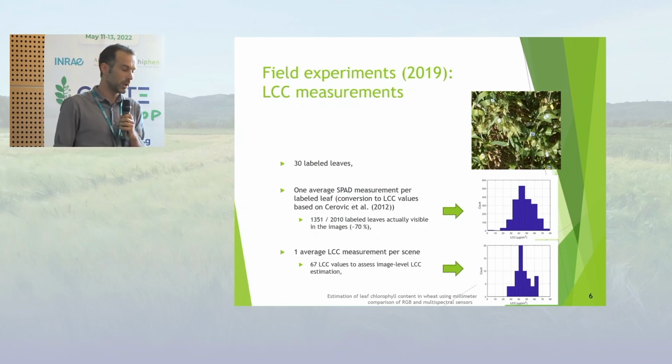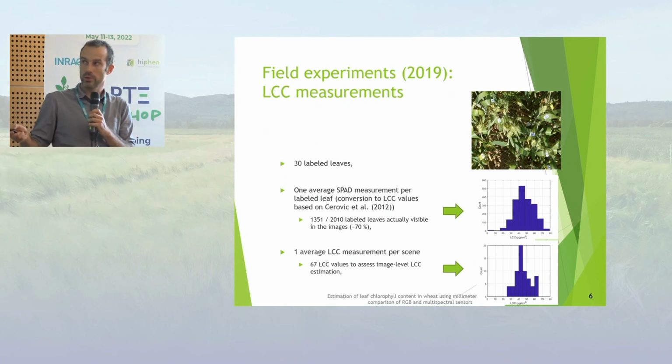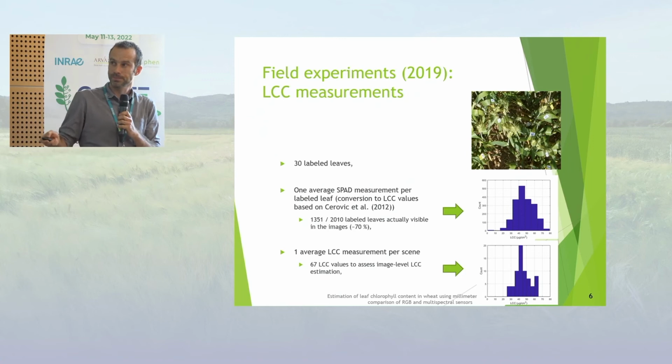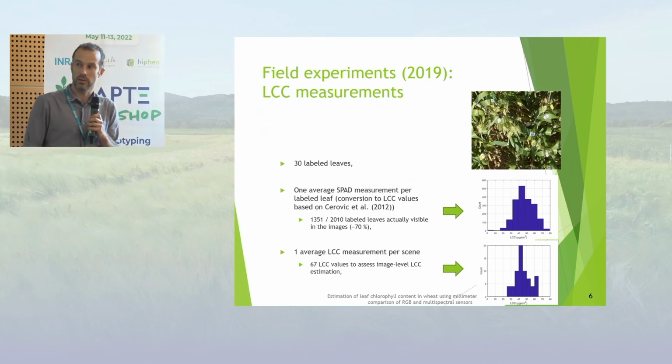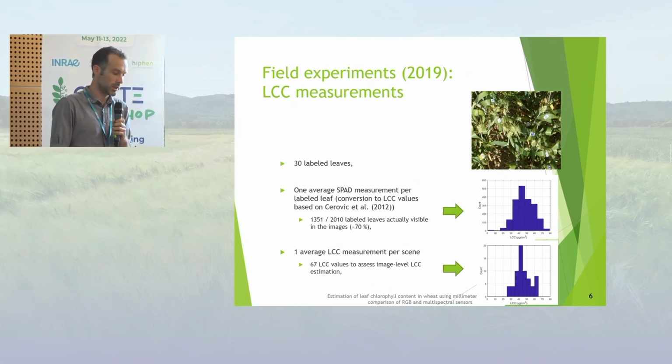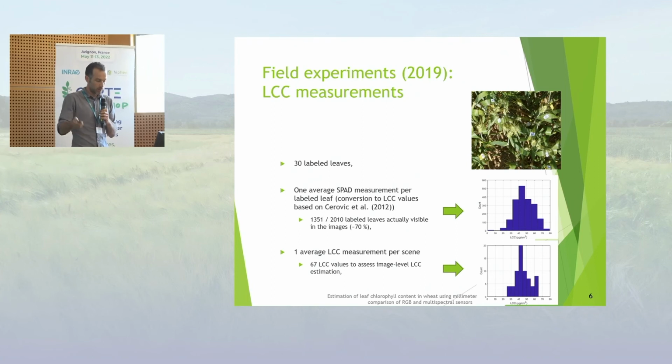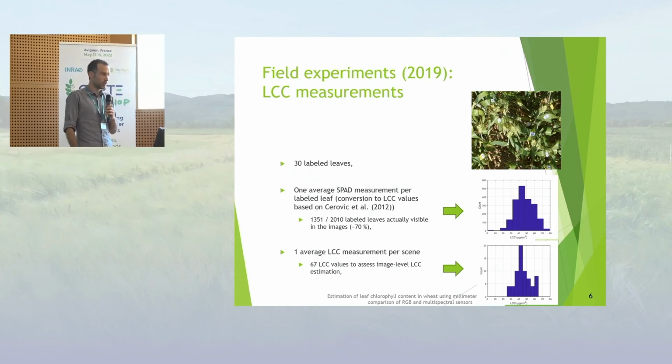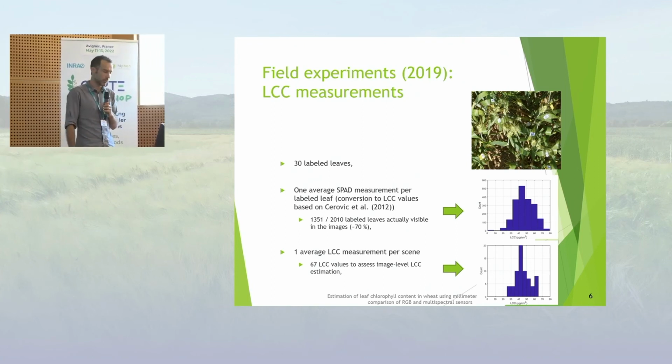Regarding the LCC measurement, at first we wanted to estimate LCC at the pixel level. So we put some labels on the leaves, actually 30 labels on the leaves that you can see here with numbers ranging from 1 to 30. And we measured with a SPAD device the LCC for each of these 30 leaves. Then we averaged the LCC values to provide one LCC for each image.